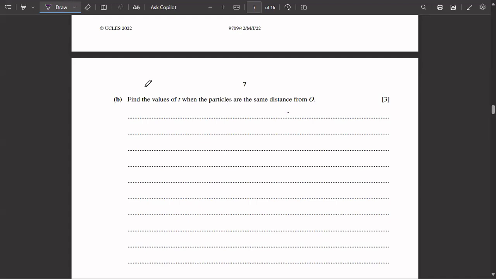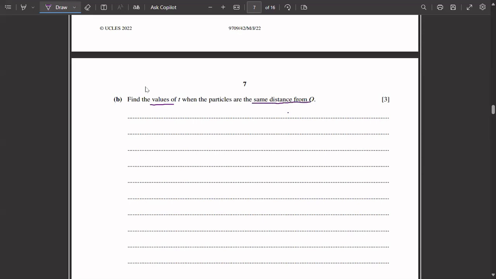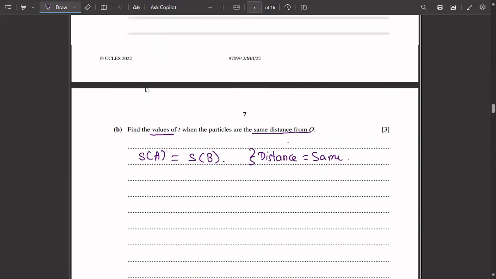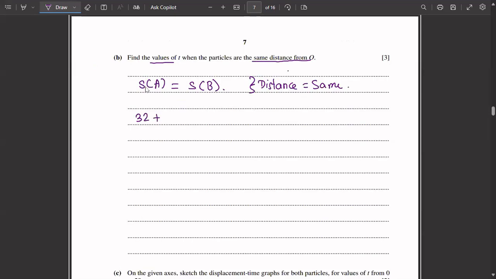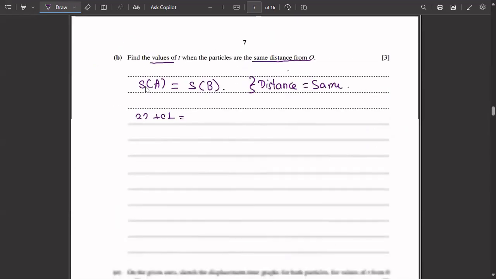Now the next question, part B. Find the values of t when the particles are the same distance from O. That means the displacement of A should be equal to the displacement of B. That's when they have traveled the same distance. So what is the displacement for A? 32 plus 8t is equal to the displacement of B, which is 20t minus t square.